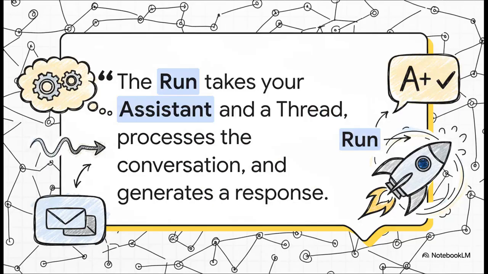It's the engine. So to put it simply, the run takes your assistant and a thread, smashes them together, looks at the latest message, and tells the assistant, all right, do your thing. It kicks off the whole process to get you a response. It's basically the go button for the conversation.